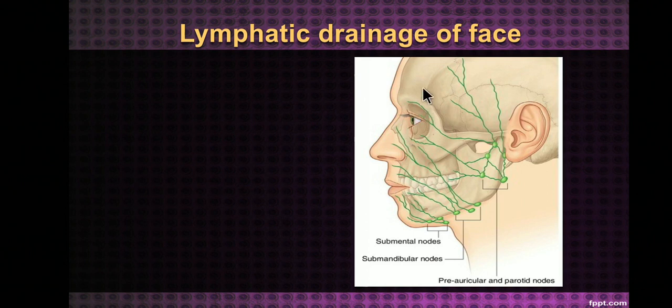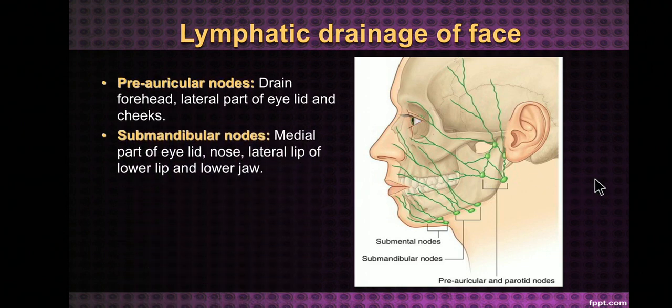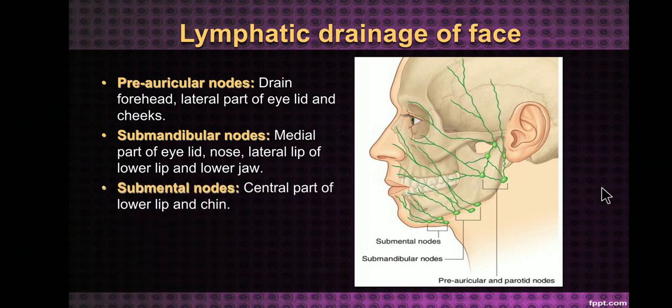The submandibular nodes mainly drain the medial angle of the eye, lateral part of the nose, bridge of the nose, and lateral part of the lower lip. The medial part of the lower lip and gum region is drained by the submental nodes. The skin over the parotid region and mainly superficial areas are drained by the preauricular nodes, mainly your cheeks and forehead. Submandibular nodes, as I told you, drain the lateral part of the lower lip, jaw, and medial part of the eyelid, and submental nodes drain the central part of the lower lip and chin.